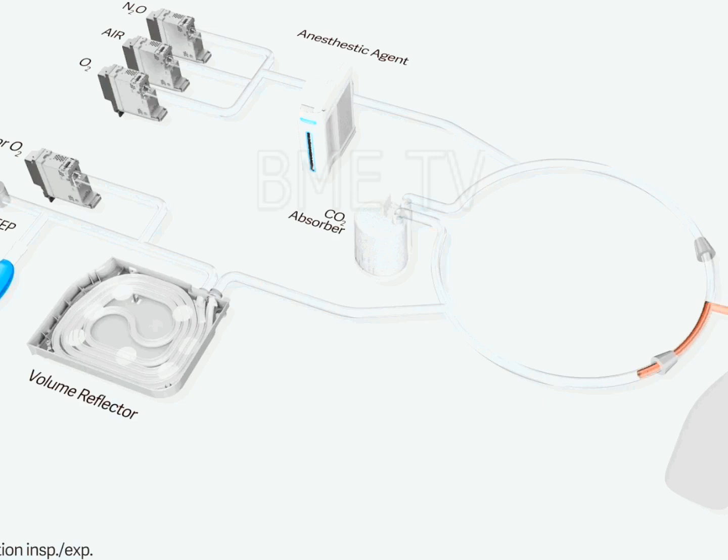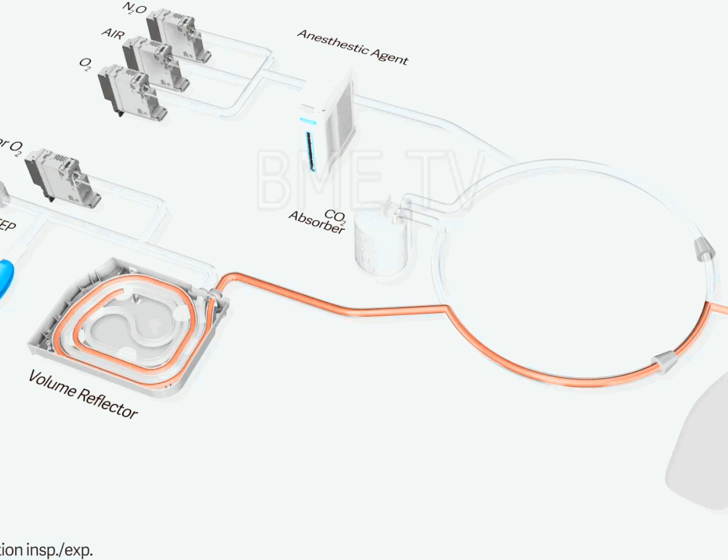Before this, expired gas is mixed with the fresh gas flow and delivered to the patient. It passes through soda lime, which absorbs carbon dioxide. Initially, a high fresh gas flow is required in order to fill the breathing system with the desired mixture to equilibrate the system, after which a minimal flow of 0.5 liters per minute can be used. A circle system can be semi-closed or closed.